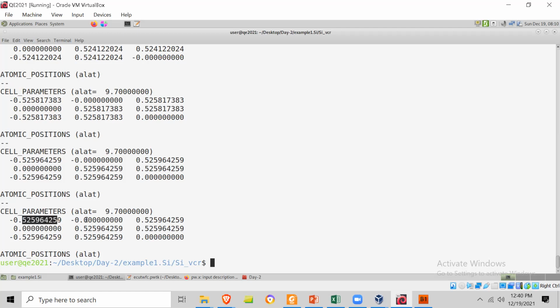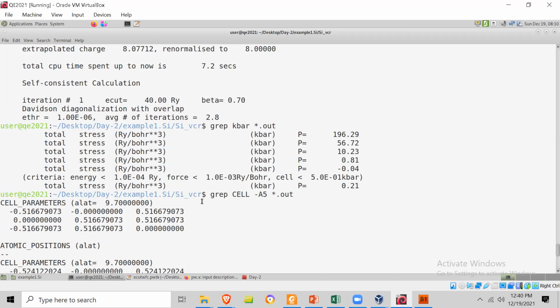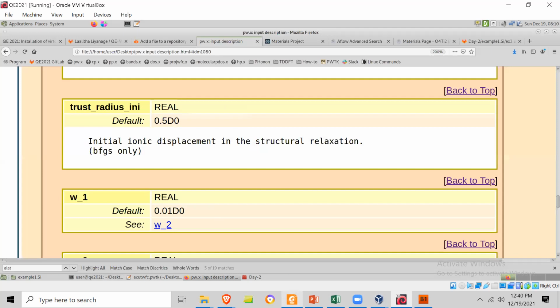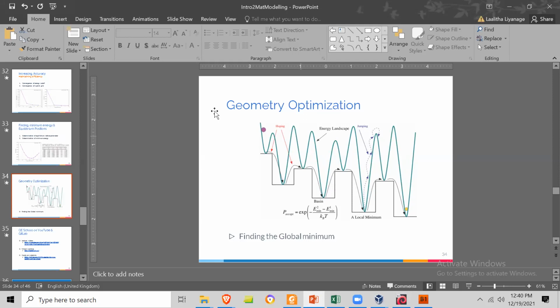So your ALAT is 9.7, but it has to be multiplied by this cell vector to get the actual lattice parameter, right? So that's how you would get 10.2077 maybe. It might be closer to that, but it comes out from these lattice parameters or the vectors. So this particular way of doing the VC relax, it uses a geometry optimization algorithm to find what we call a global minimum. It might get stuck on a local minimum also. It might get somewhere here or somewhere here instead of coming to here. So you have to change the parameters and see whether it can come out of there.